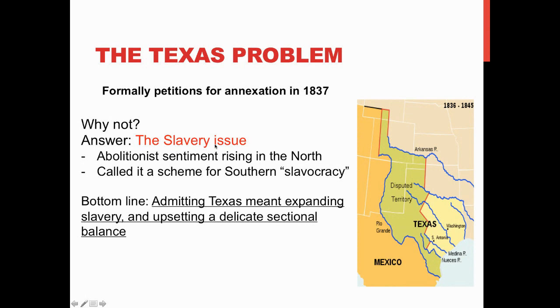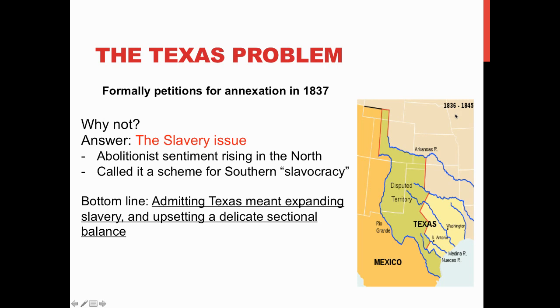Since the first 13 colonies, we have been adding in states one by one, and chronologically we have added them free state, slave state along the way, keeping the delicate free state, slave state balance alive. If Texas comes into the Union, it will upset this delicate balance. And now, here we are in the 1830s, the abolitionist sentiment is rising in the North. This could be a scheme by the Southerners to bring in more slave states into the Union, and we simply cannot allow that.